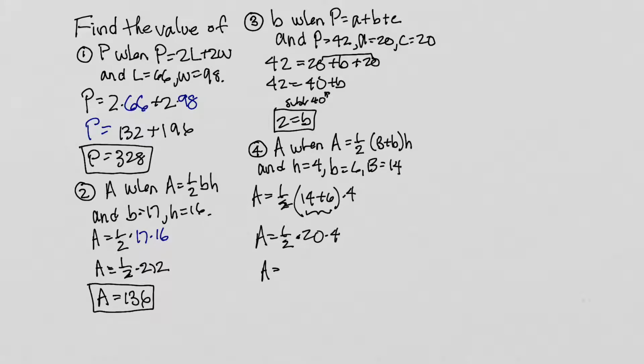Now I could do this. I could do 1/2 of 20 getting 10, times 4 is 40. Or I could do 20 times 4 is 80, times 1/2. Half of 80 is 40 also. Or I could do 1/2 of 4 is 2. 2 times 20 is 40. So I'll just do it this way. 1/2 times 20 times 4 is 80. Half of 80, or 80 divided by 2, is 40. There we go.